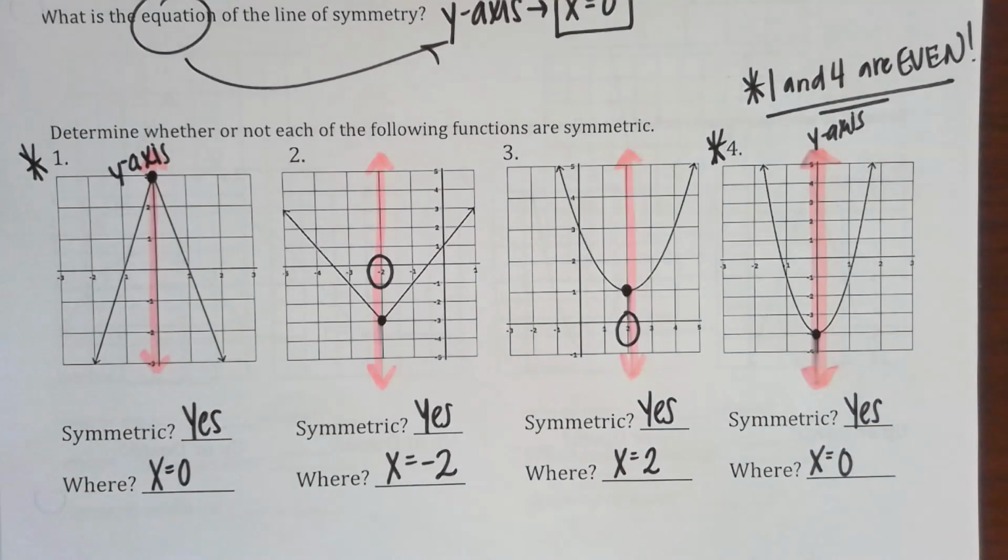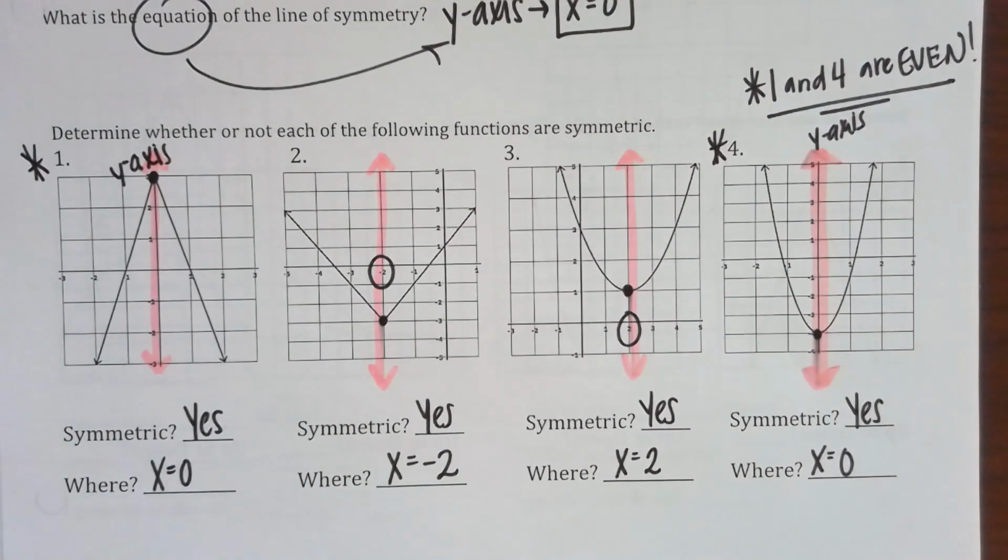2 and 3 are what we call line symmetry. They're just random symmetry of lines. These are precise because they have symmetry to the y-axis.